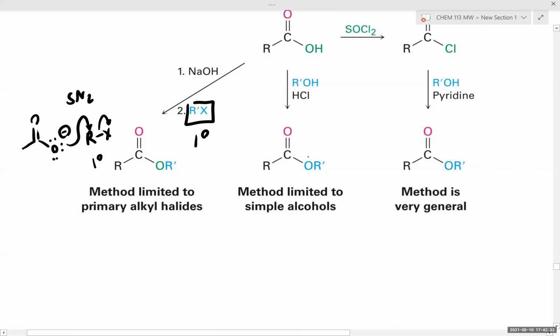Alternatively, you can install and prepare this ester from the carboxylic acid via a Fischer esterification. However, for your alcohol, you're limited generally to primary alcohols due to the strongly acidic conditions involved. Notice how all of our Fischer esterification reactions that we've run in the laboratory utilized a primary alcohol. If you use a secondary alcohol or a tertiary alcohol, you're likely going to see elimination. Does that comment make sense to everyone?